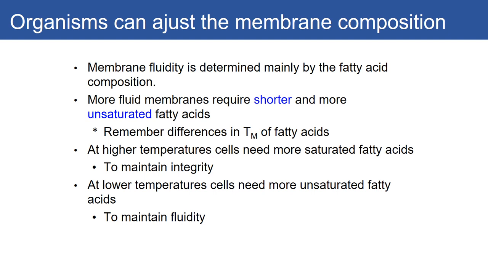Membrane fluidity is determined mainly by the fatty acid composition. Shorter and more unsaturated fatty acid chains will make a membrane more fluid. If you recall the melting temperature of fatty acids, the shorter and more unsaturated fatty acids have a lower melting temperature and therefore are more fluid. At higher temperatures, cells need more saturated fatty acids to maintain cell integrity. At lower temperatures, cells need more unsaturated fatty acids to maintain fluidity.